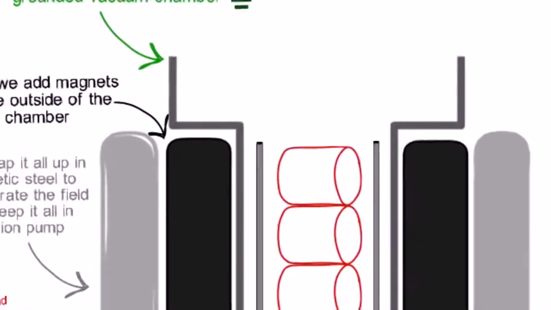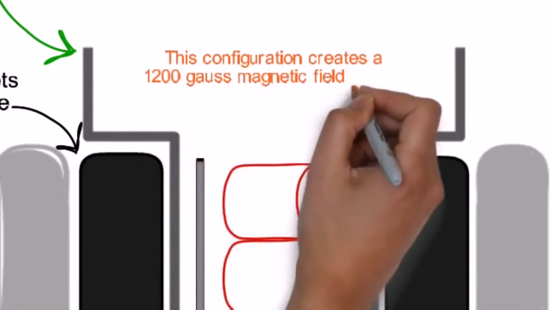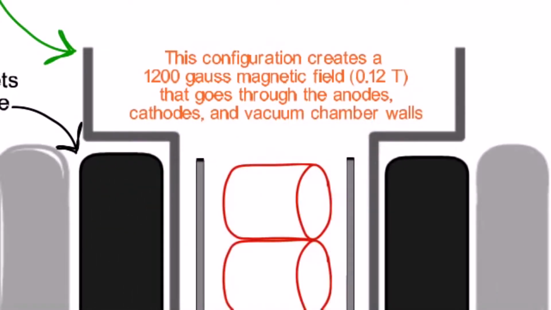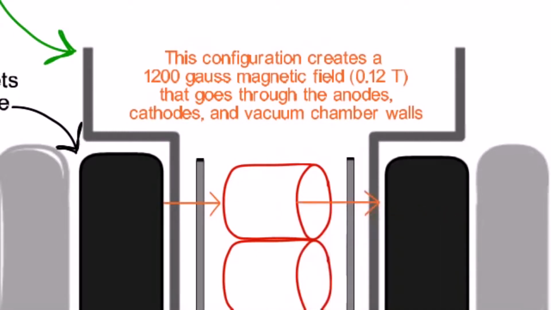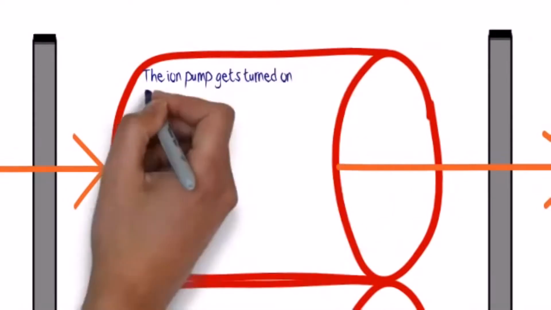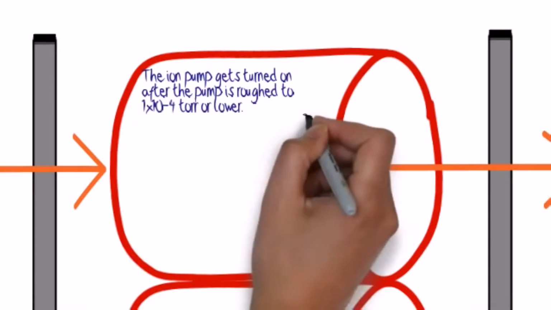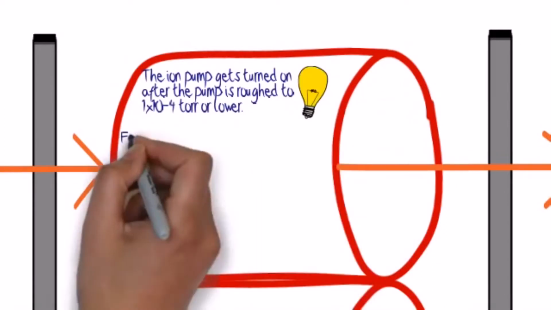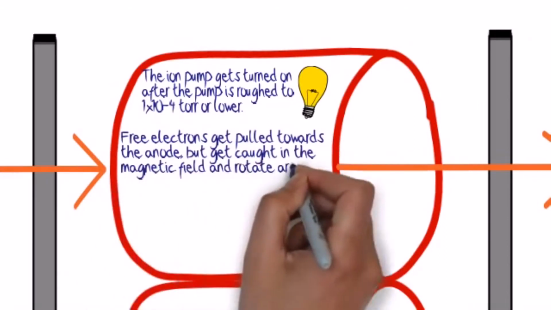If we go ahead and take a close look at this, you will see that in this configuration, there is a strong magnetic field between those two magnets, at about 0.12 Tesla, that goes through the anodes, cathodes, and vacuum chamber walls. Zooming up on that, we are going to rough this pump down to 10 to the minus 4 torr or lower if we can, and go ahead and turn it on. 7,000 volts is what we typically use, but the ion pump will operate between 3 and 7,000.